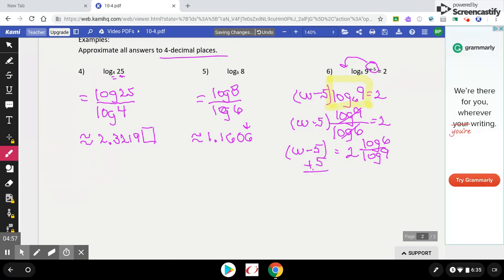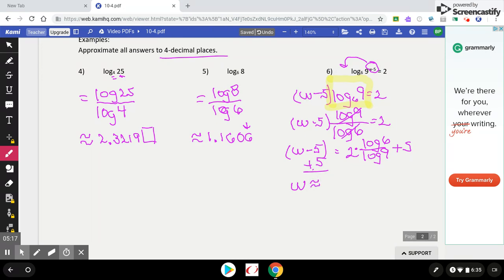Eventually I want to type this into a calculator. You could put it in right now, 2 times log 6 divided by log 9, but you get a crazy long decimal. Might as well wait until the end. Plus 5 on one side, plus 5 on the other side. Got w by itself.